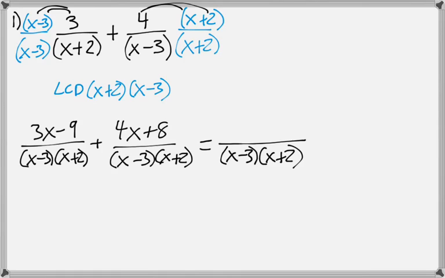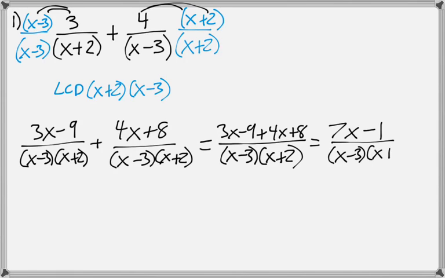And the top is basically a combining like terms problem. So it's going to be 3x minus 9 plus 4x plus 8. And if you combine like terms, that's going to get you 7x minus 1. And that'll be our answer.